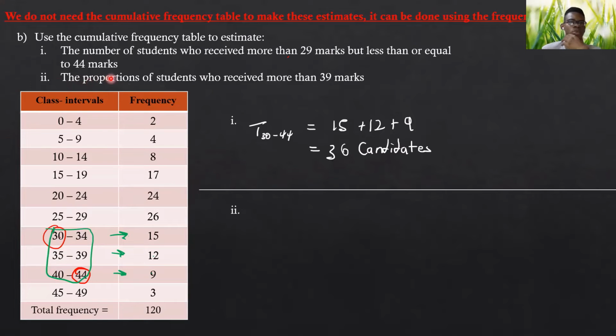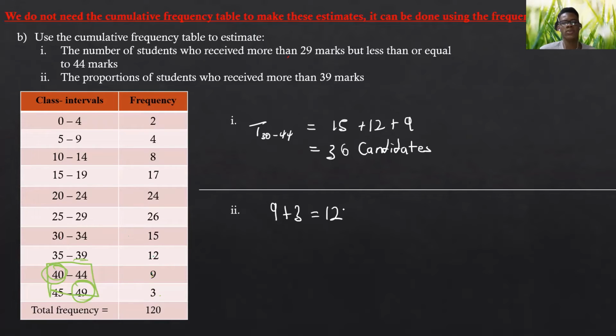Next question says the proportion of students who receive more than 39, right? More than 39 would be from 40 upwards, and we stopped at 49. So everything within these classes, right? So 9 plus 3. 9 plus 3 is equal to 12.